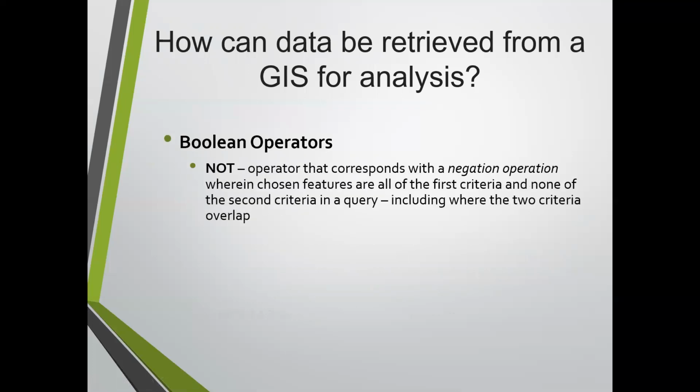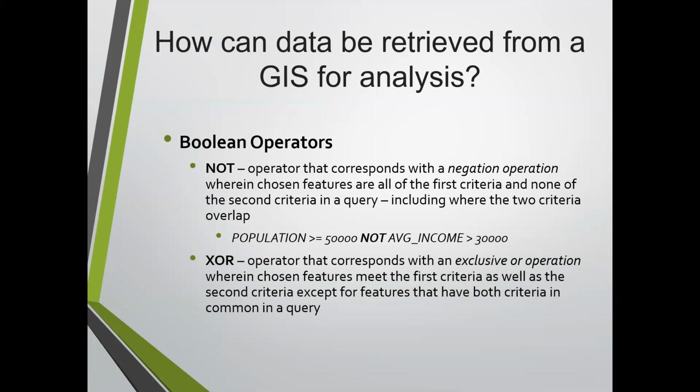And you have the NOT. This is referred to as a negation type operation, where in choosing features with the NOT, you're going to get all of the features of the first criteria, but none of the second, even including where the two overlap. So here you're saying find rows or records where the population is greater than or equal to 50,000, but it can't have an income of less than or greater than 30,000.